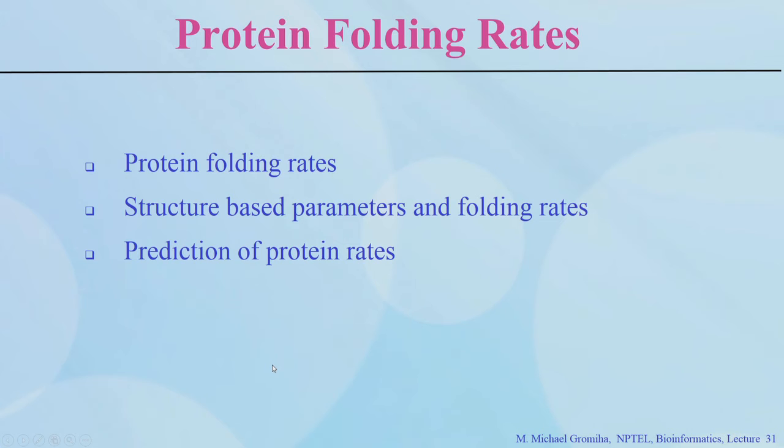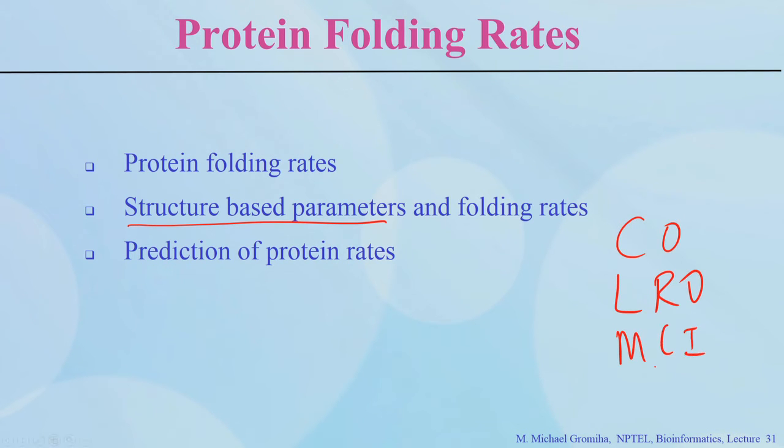What is the folding rate? This tells you how much time the protein takes, whether slow or fast, to fold from the amino acid sequence to the folded 3D structure. It depends; for example, all alpha proteins usually fold faster than all beta proteins. We account for these folding rates based on structure-based parameters, mainly the contact order, long range order, multiple contact index, or different parameters.